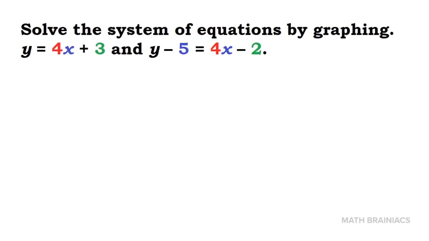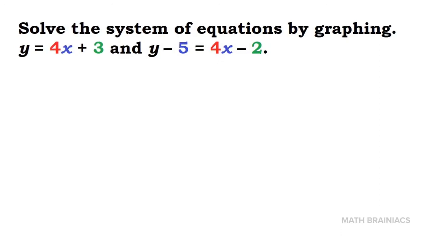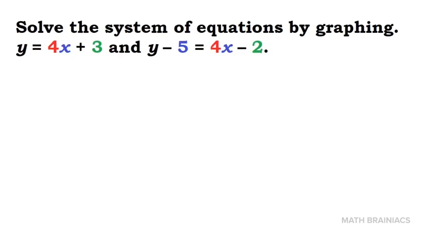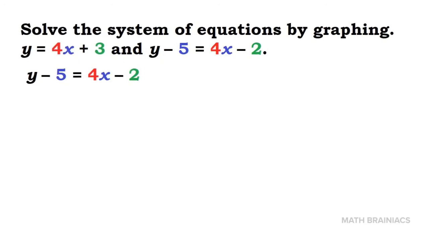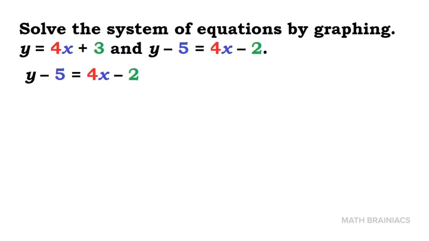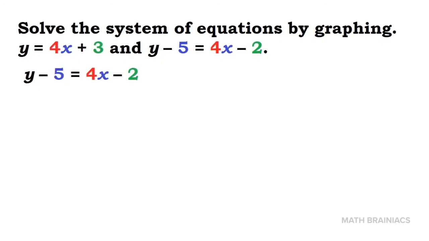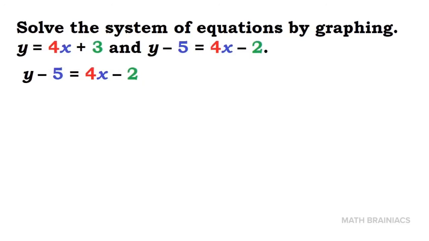Let us work on another example so that you can perfectly understand the lesson. Solve the system of equation by graphing. Y is equal to 4x plus 3 and y minus 5 is equal to 4x minus 2. The second equation is written in point-slope form. Let us convert it first to the slope-intercept form. So, let's work on it.